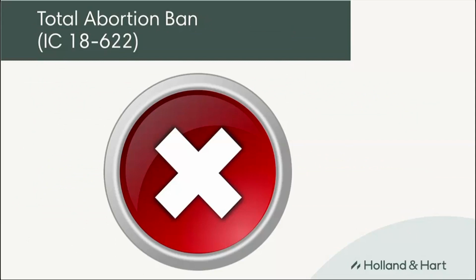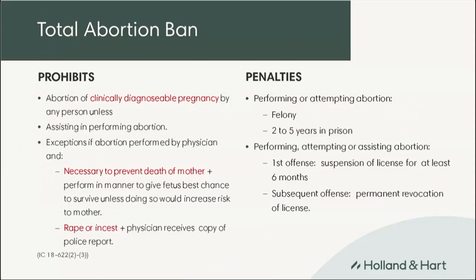Let's talk first about the total abortion ban. This is effective in Idaho. It prohibits the abortion of a clinically diagnosable pregnancy by any person unless that abortion was necessary to prevent the death of the mother, and the abortion is performed in a manner that gives the fetus the best chance to survive, unless doing so would increase the risk to the mother. So that's the first exception: if it's necessary to prevent the death of the mother.